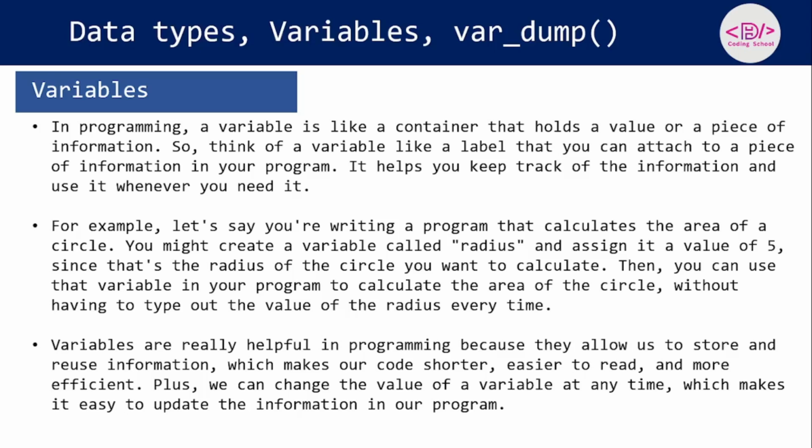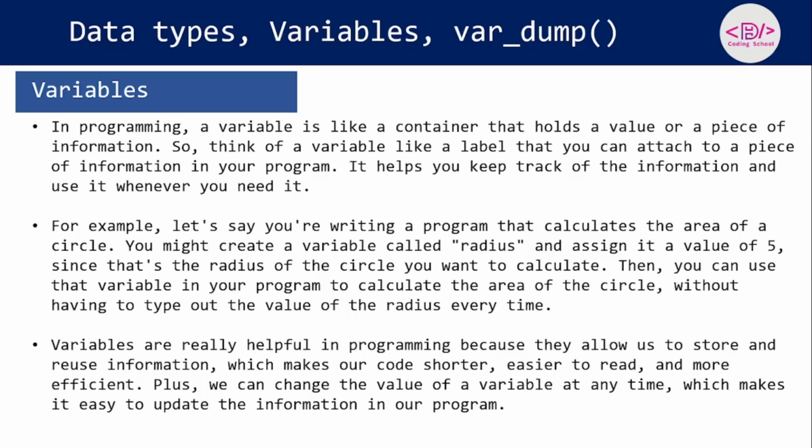Maybe for example, let's say you are writing a program that calculates the area of a circle. Okay, you might create a variable called radius and assign it a value of 5, since that's the radius of the circle you want to calculate. Then you can use that variable in your program to calculate the area of the circle without having to type out the value of the radius every time.